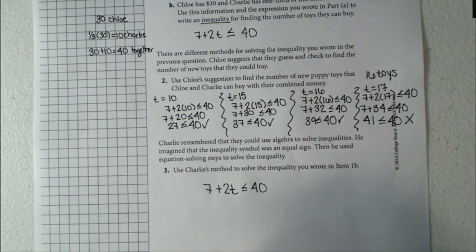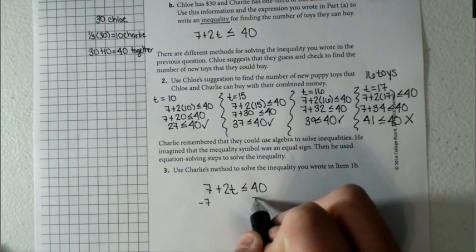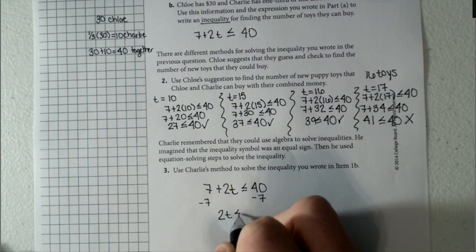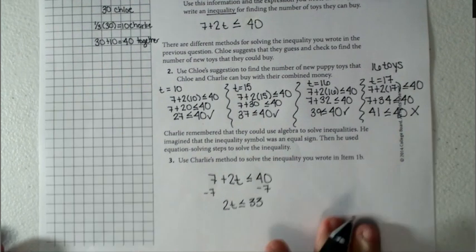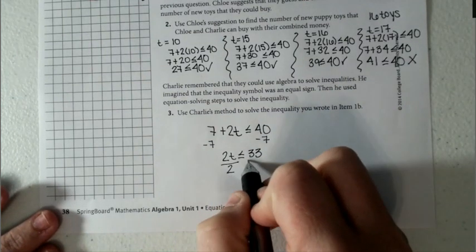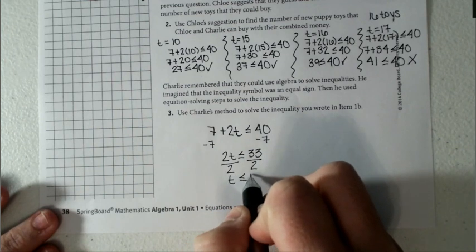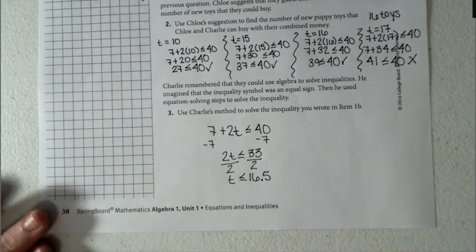Now, we're going to work through this the same way we would work through an equation. We've got subtract 7. I come down to 2t less than or equal to 33. We're going to divide by 2. So I got t is less than or equal to 16.5.